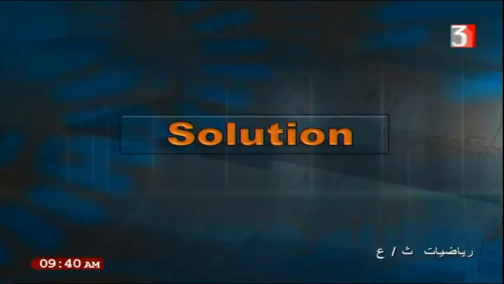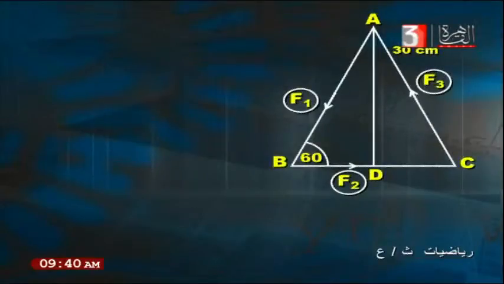Look at the solution. ABC is an equilateral triangle, side length equals 30 centimeter. F1 acts at AB, F2 acts at BC, F3 acts at CA. What do you note? Three forces act at three sides in cyclic order.